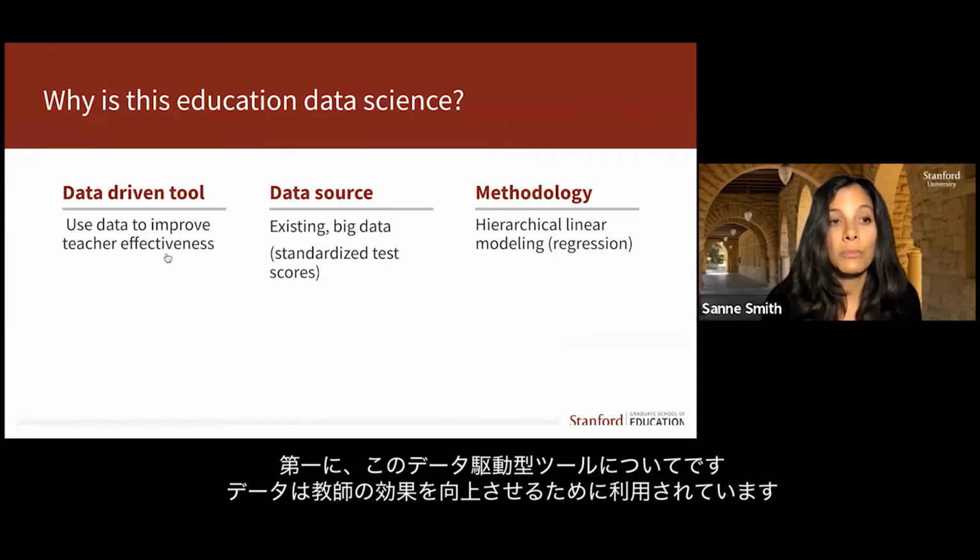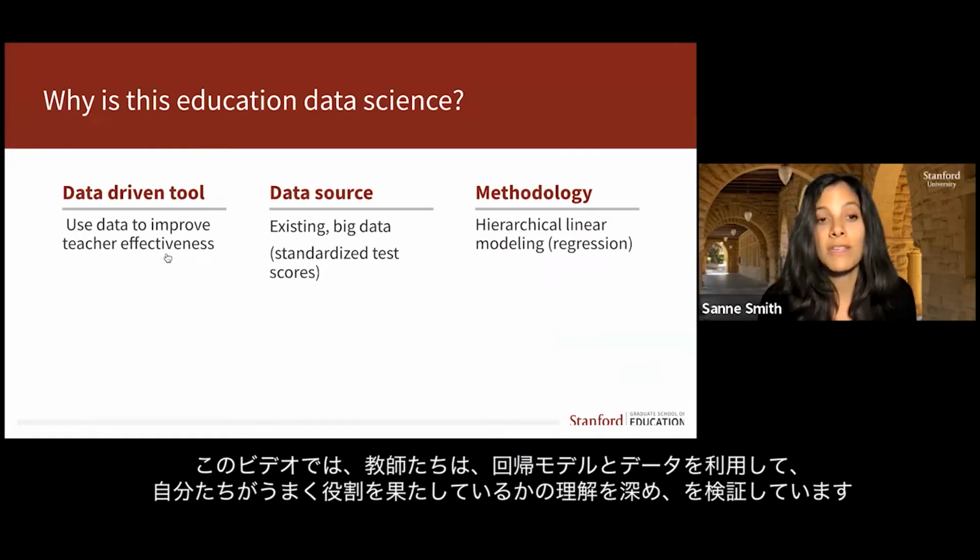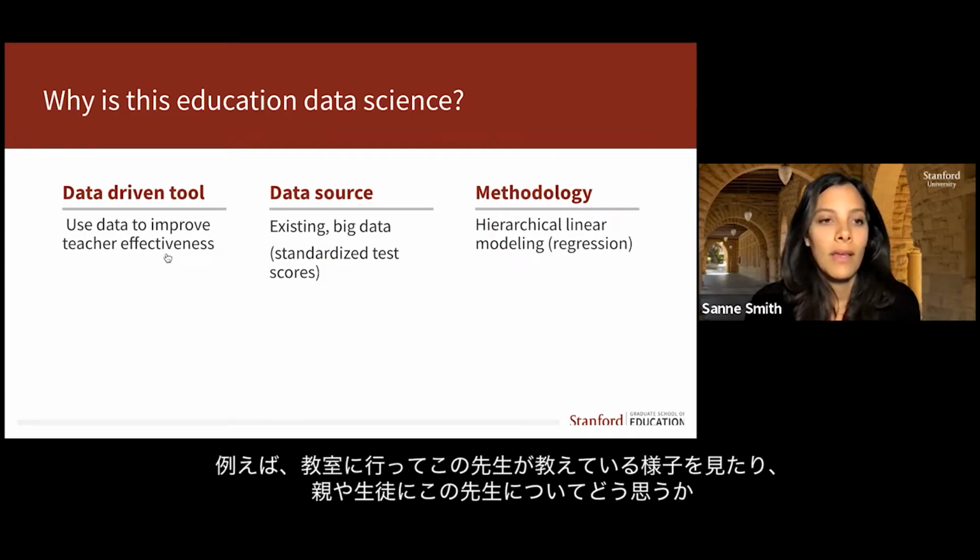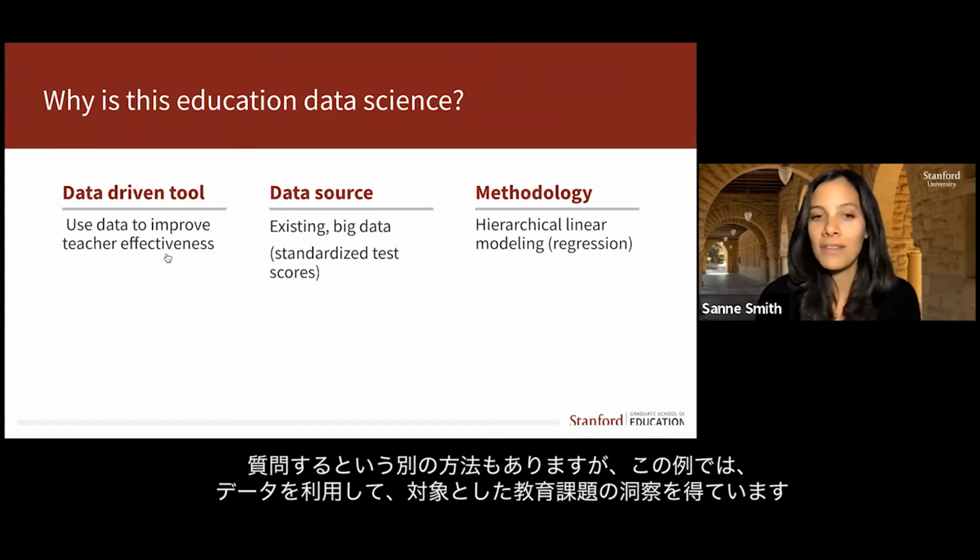Data is being used to improve teacher effectiveness. So in this particular video, teachers are making use of regression models and data to understand better whether they are performing well. Another way would, for example, be for people to just go to the classroom and see how this teacher is teaching, or perhaps asking the parents or the students what they think of this teacher. But this particular example is where data is being utilized to gain insight into an education topic of interest.